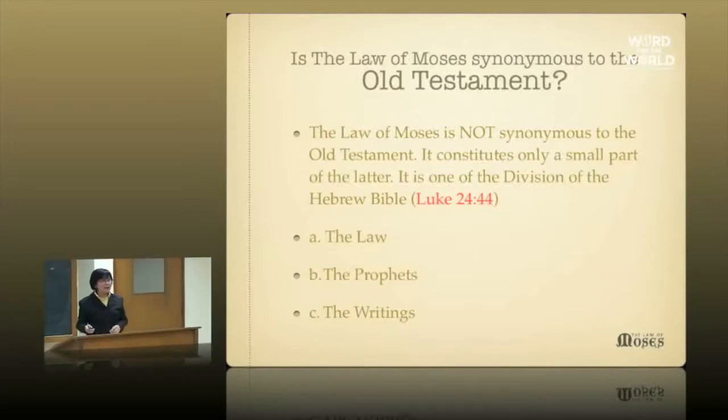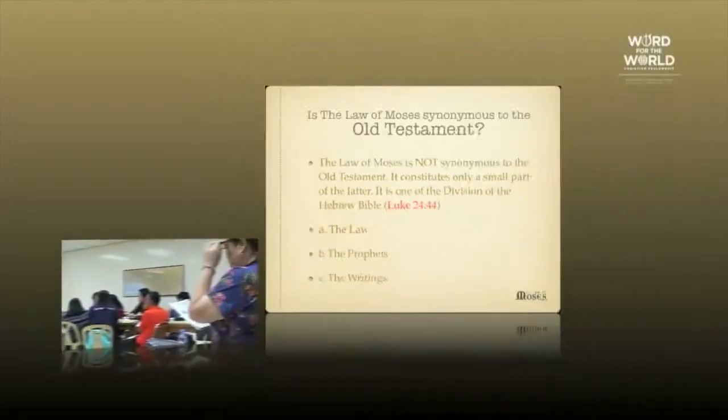Okay? Who can read Luke 24:44? "And he said unto them, these are the words which were written in the law of Moses, and in the prophets, and in Psalms concerning me."